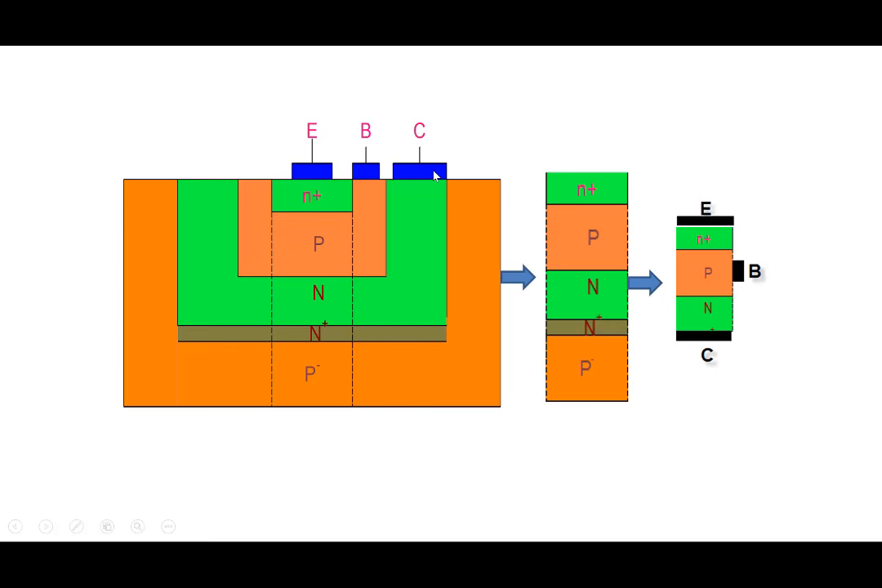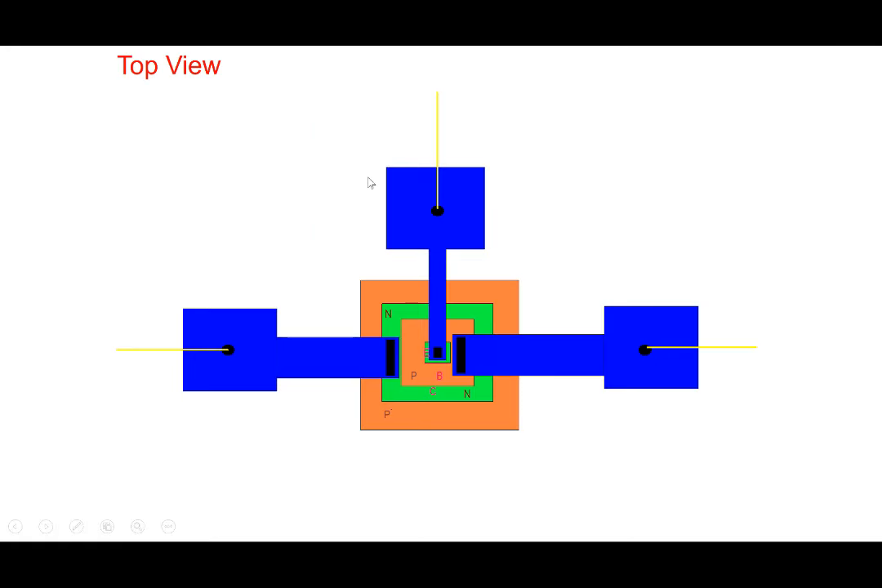Note that the collector contact is actually here, but it is connected through a low resistance path to this particular region here. So we put it over here. And note that the base contact, we say it is over here, but the base contact is actually over here. Again, the base is connected through a small resistance to this particular region here. So instead of drawing it like this, we just put a contact over here, but note that the actual contact is over here. All right, this is the top view.